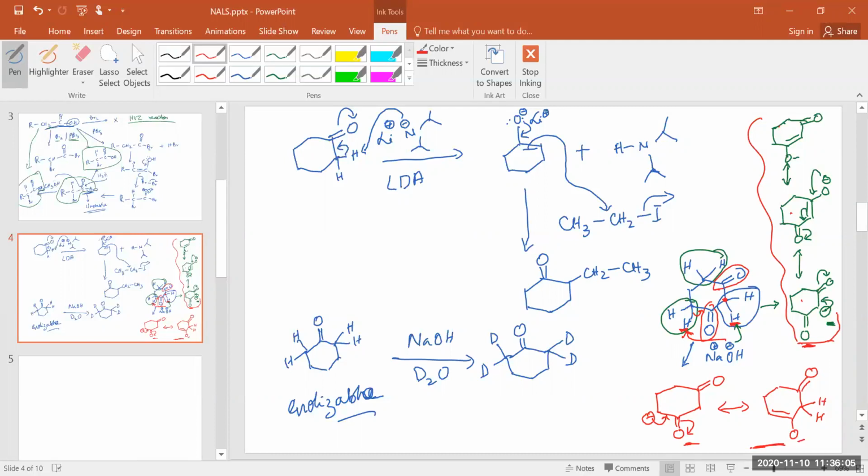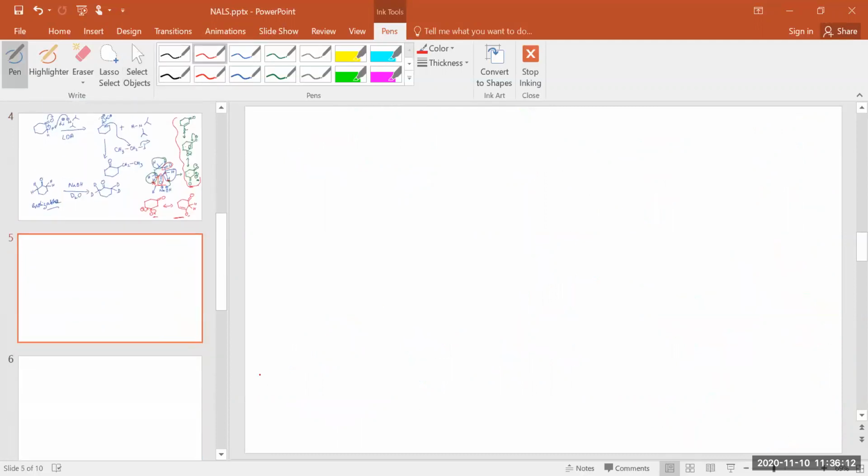Such types of molecules, if you have two carbonyl groups or two electron withdrawing groups, here R, are called active methylene compounds. What are they called? Active methylene compounds.